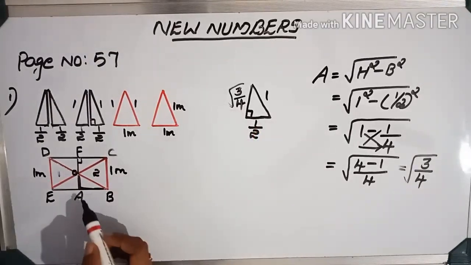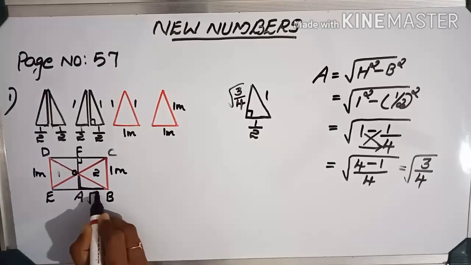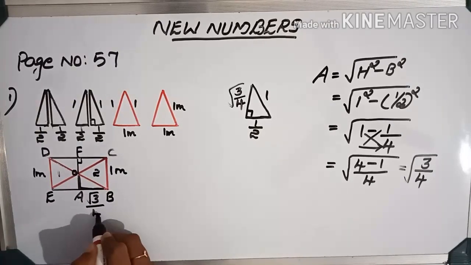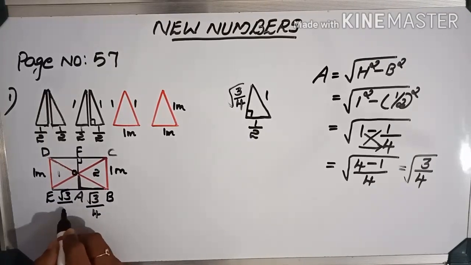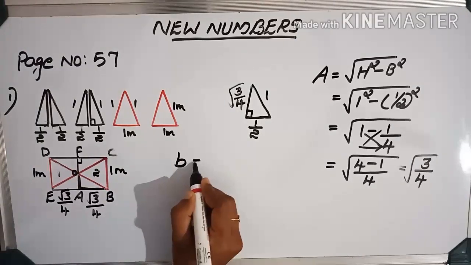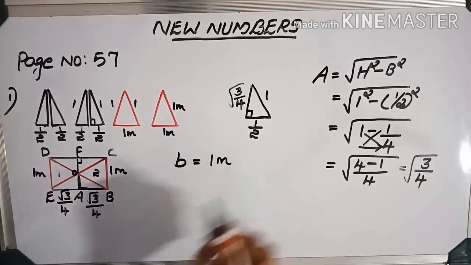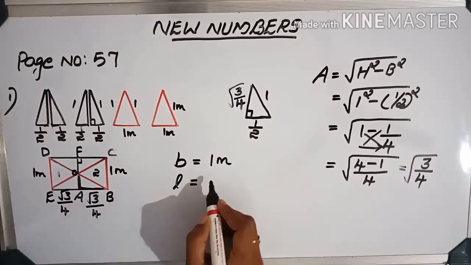That altitude is the same as what? Half portion of length. That means AB is root 3 by 4. This also what? Same, root 3 by 4. Now length will be what? Breadth is the same as what? 1 meter.